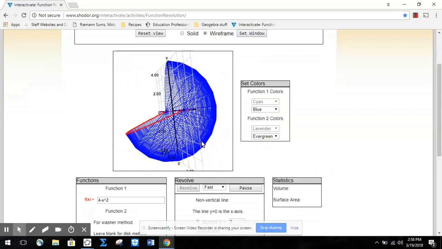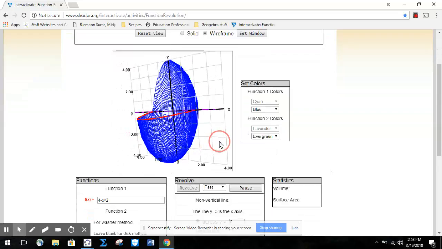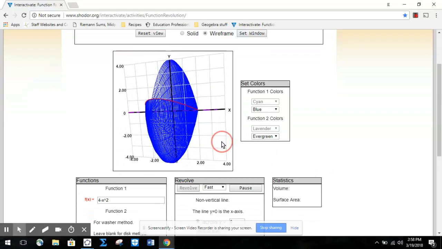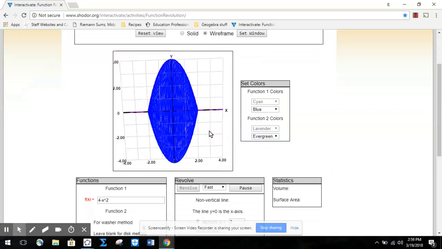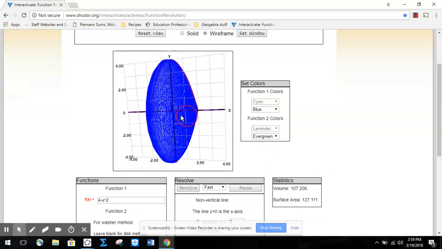Now, this shape is not a circle or a sphere. It's not a rectangle, it's not a prism. It's not a cone. The best way I can describe it is kind of like a little M&M. And we don't have a formula for that volume. But in calculus, we're going to learn in the next couple of days, there is a way to find that volume.